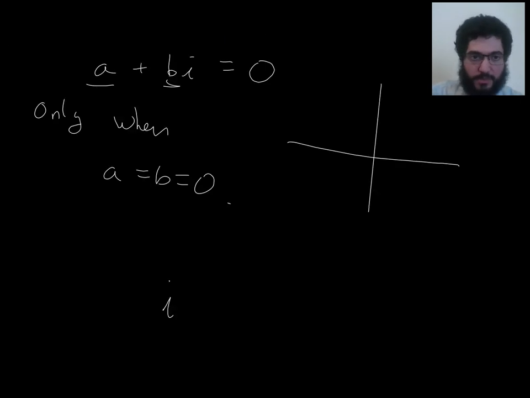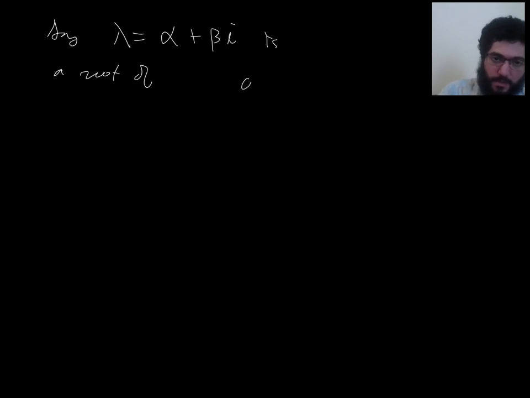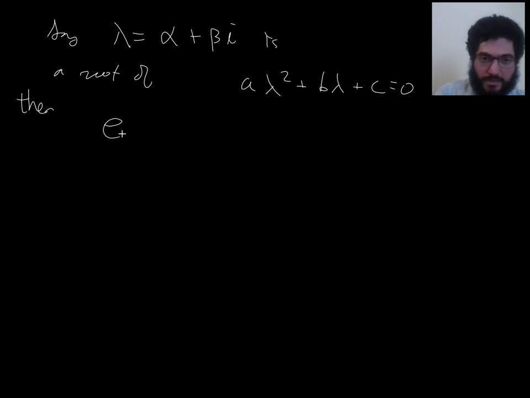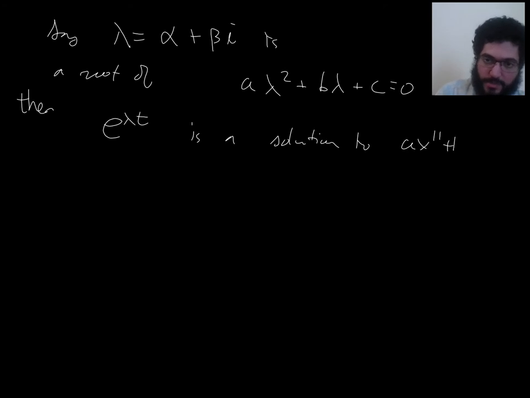So we already agree that if lambda equals alpha plus beta i is a root of our characteristic polynomial a lambda squared plus b lambda plus c equals 0, then we already agree that e to the lambda t is a solution to our differential equation, a x prime prime plus b x prime plus c x equals 0. So that is a solution.